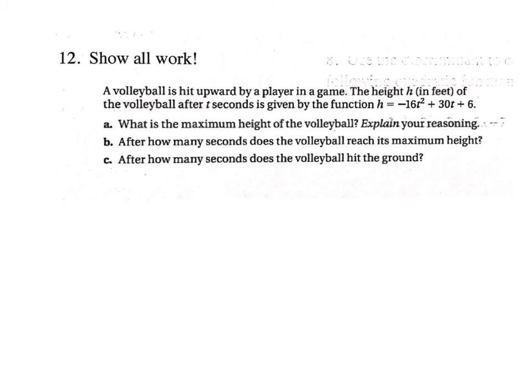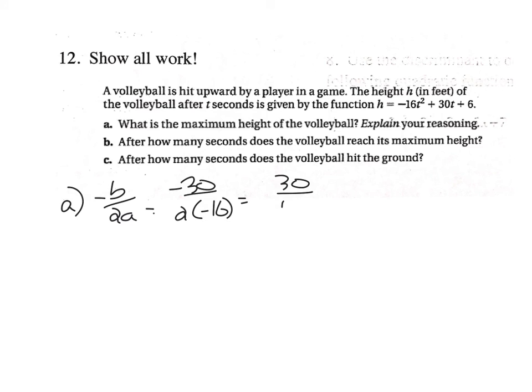Okay, part A, the maximum height of the volleyball actually occurs at the vertex. I mean, think about it. It's going to be a parabola shape, so the height is going to be at the vertex. That's the highest point of a parabola. So I'm going to find the vertex. So I'm going to do negative b over 2a. So I'm going negative 30 over 2 times negative 16, which will give me 30 over 32, because they're both negative, it's been both positive. 30 divided by 42 is like 5/7.